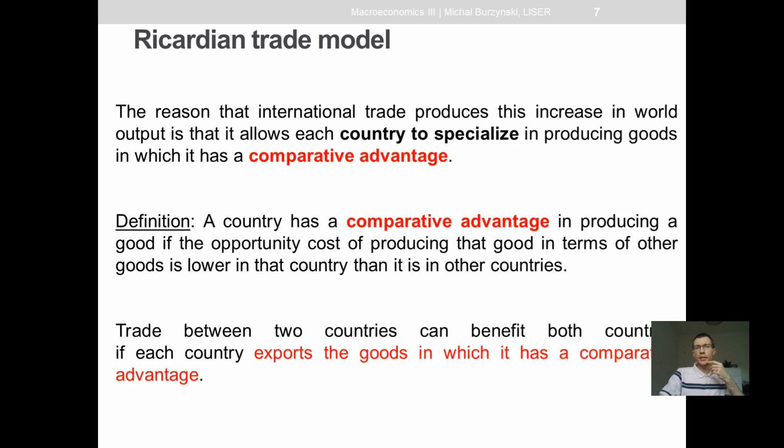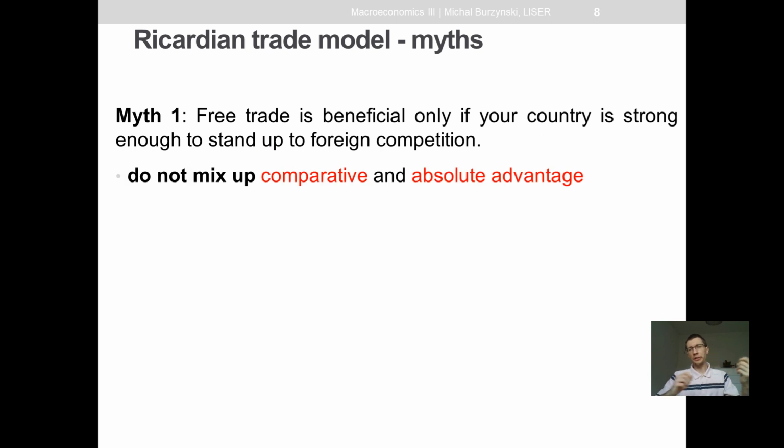Okay, so this is important so that you don't mix up absolute advantage with comparative advantage, comparing absolute differences in productivity versus relative differences in productivity. And this is super important that you differentiate between those two things. We are talking here about the relative differences in productivity in the Ricardian trade model.